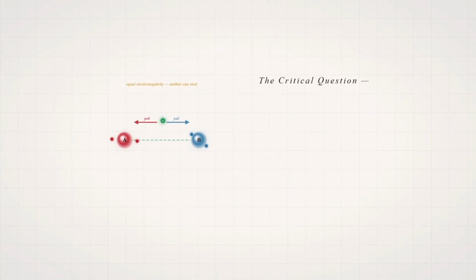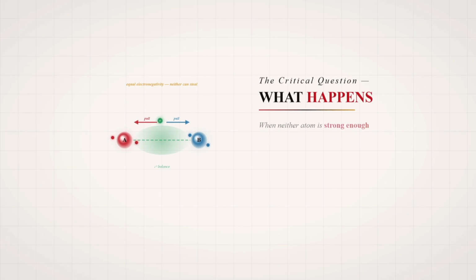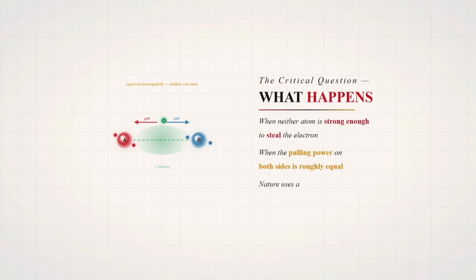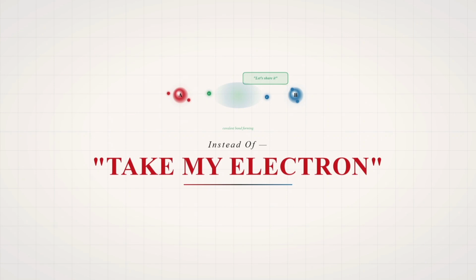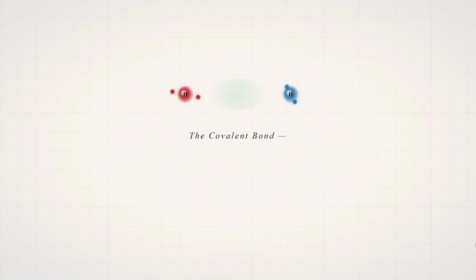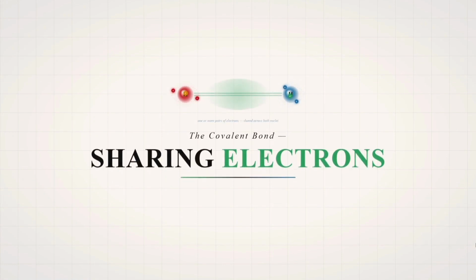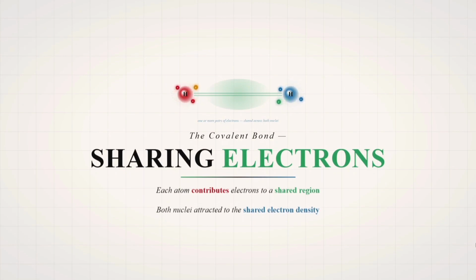But what happens when neither atom is strong enough to steal? When the pulling power on both sides is roughly equal, that's where nature uses a different strategy. Instead of "take my electron," atoms say, "let's share it." And that sharing creates a covalent bond. A covalent bond is formed by the sharing of one or more pairs of electrons between two atoms, where each atom contributes electrons to the shared region and both nuclei are attracted to the shared electron density.